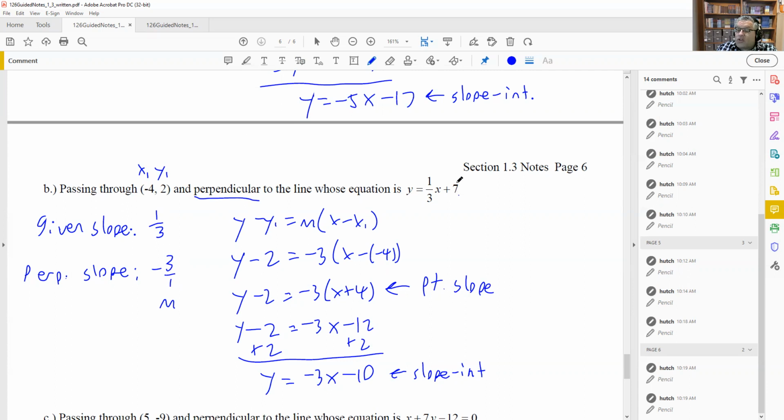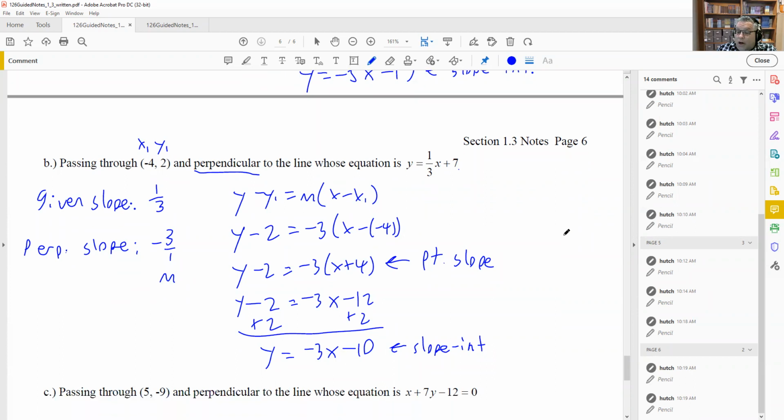Okay, so notice that the plus 7 that's here, we didn't use that. You don't need to use that because all we're concerned about is the slope of the original line. So that's the only number we actually need from that original equation that was given, which is 1/3, and the perpendicular slope is negative 3/1. And then we just followed what we did before by using the point slope formula, plugging things in and getting it.